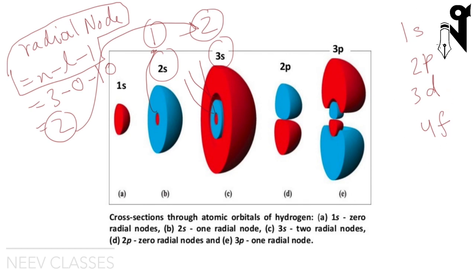And the second appearance will have 1 radial node, the third appearance will have 2 radial nodes. First appearance 0 radial nodes, second appearance 1 radial node, third appearance 2 radial nodes. As you go up, this is the radial node we are talking about. Here is where you don't find anything. Okay.